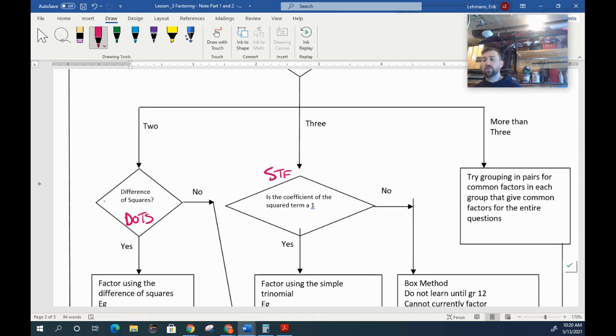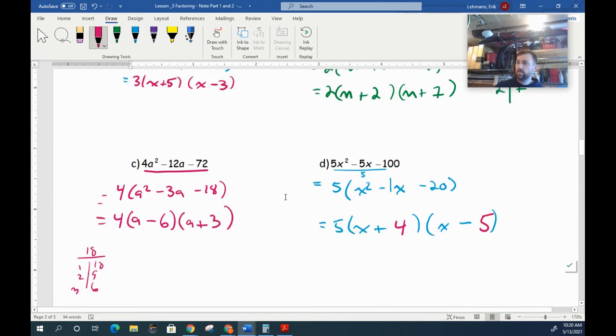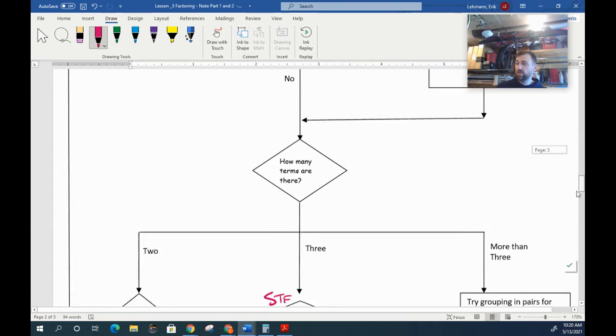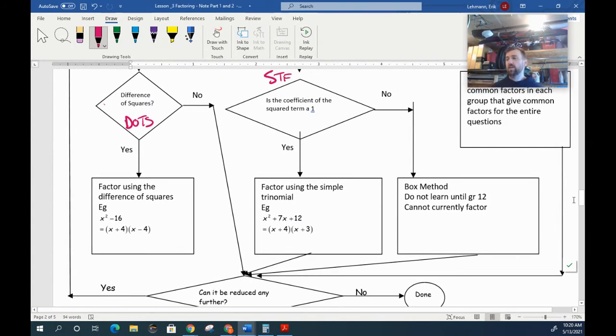Is the coefficient of the squared term 1? In other words, is the number beside the first term a 1? It's always going to be in grade 11 college. So to be real, what it's asking is, is there a 1 right here? The answer is always yes. So we don't even really need to worry about this. Okay, so don't worry. Just go straight to STF.